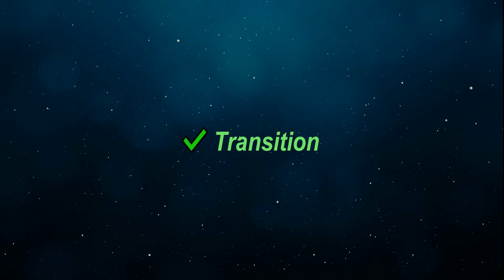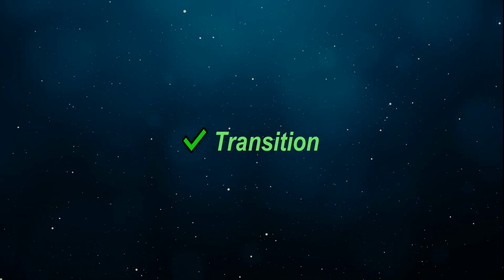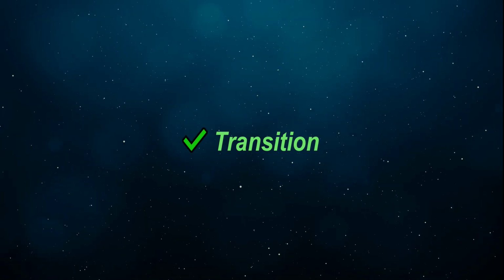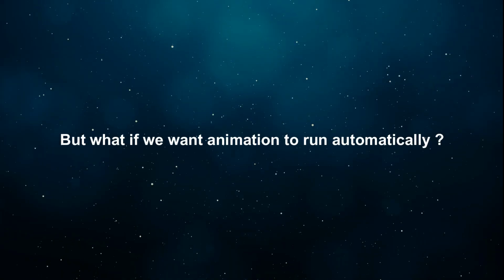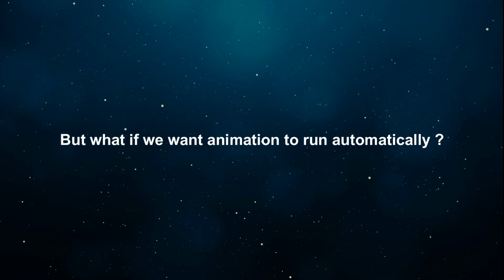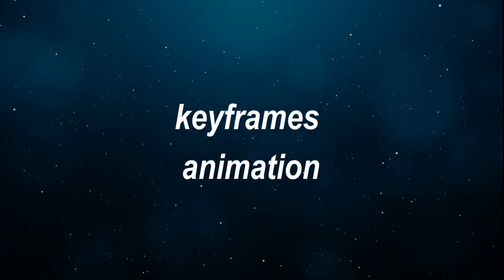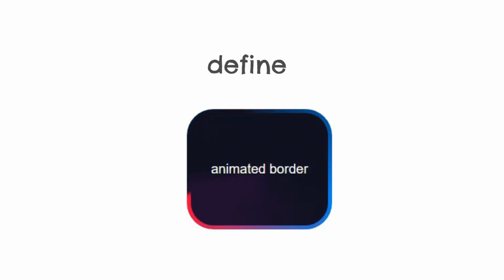So far, we learned about transition. But transition only works when something changes, like hover. But what if we want the animation to run automatically? For that, we use Keyframes animation. Keyframes allow us to define multiple steps of an animation from start to end.